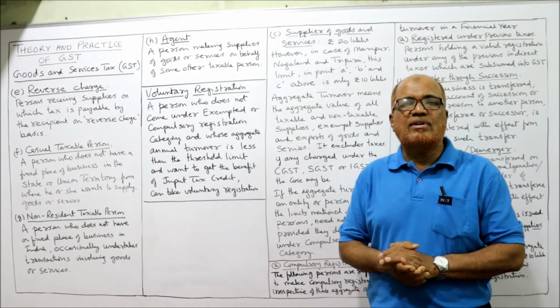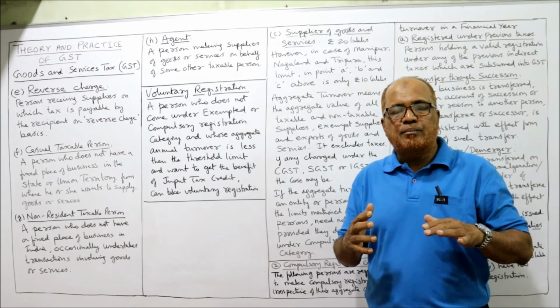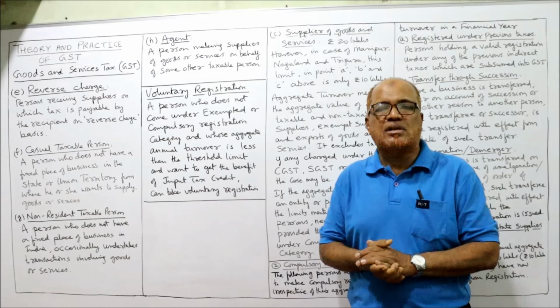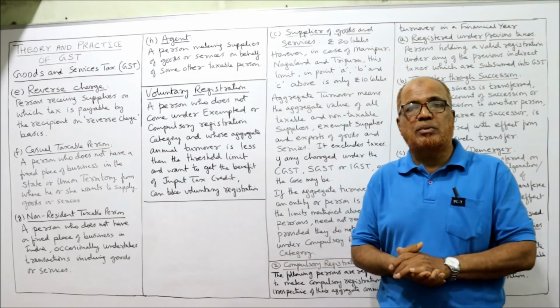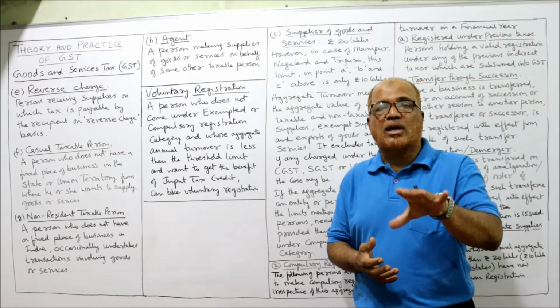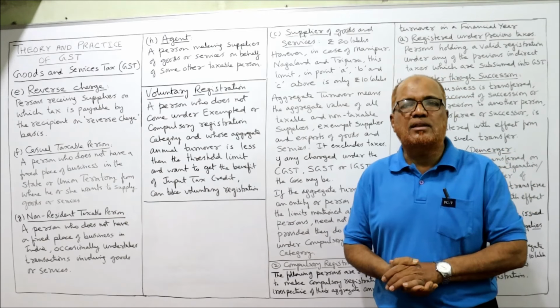So in this video, I have explained the process of registration: for which type of business it is not compulsory, that is exempted, which businesses must compulsorily be registered, and what the conditions are for getting a business registered. Inshallah, the next topic will continue in the next video.